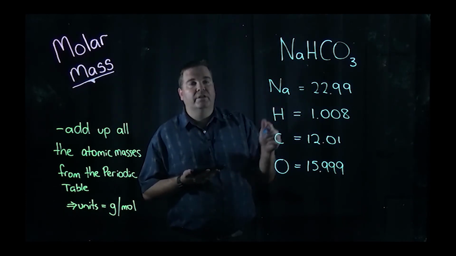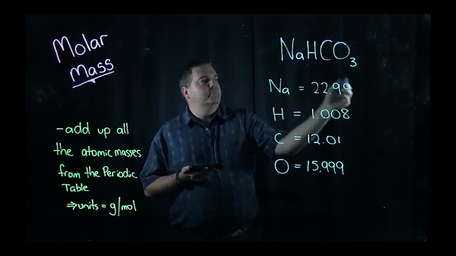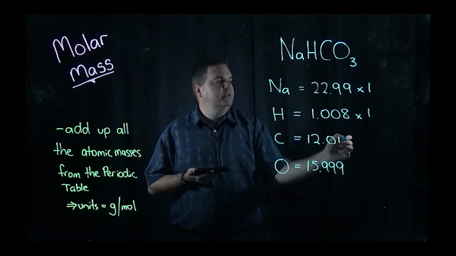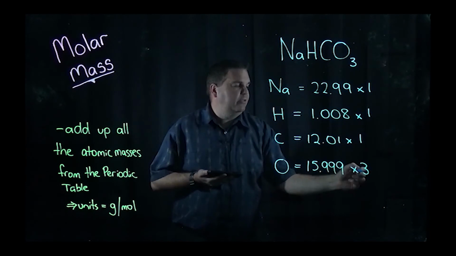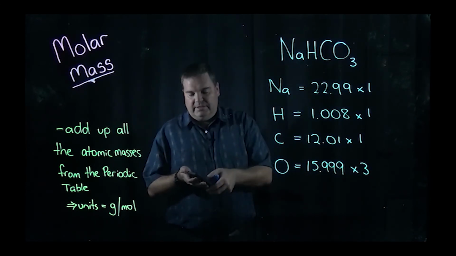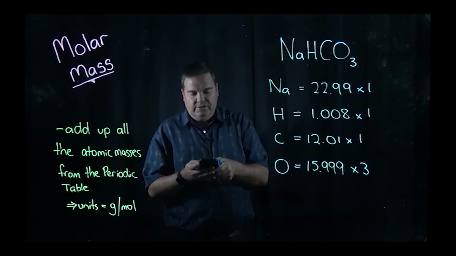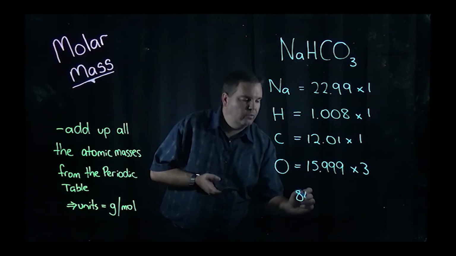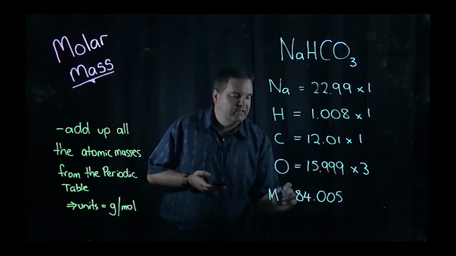We now have a look at our formula. In NaHCO3, we've got 1 sodium, so that's multiplied by 1. We've got 1 hydrogen, multiplied by 1 as well. We've got 1 carbon, multiplied by 1. And we've got 3 oxygens in the formula, so we multiply that by 3. Basically the only one you really need to multiply is the oxygen. Then you add in all the other values and we get a value of 84.005. So that's the molar mass, again capital M.